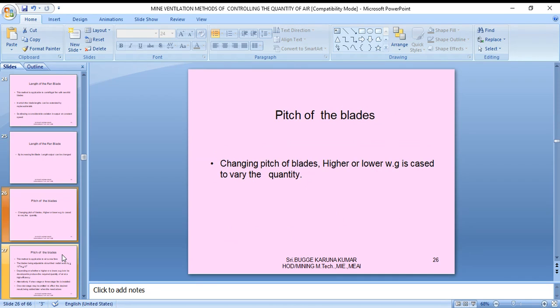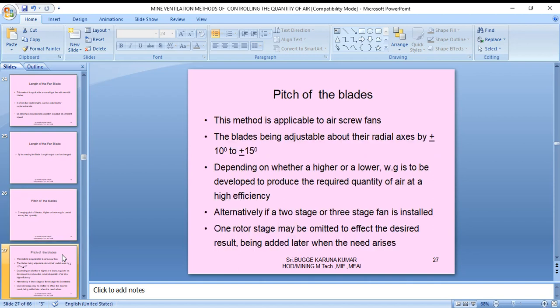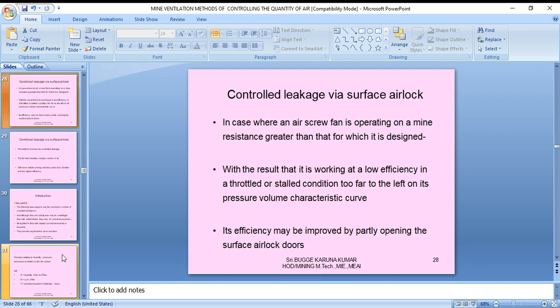Pitch of the blades. By changing the pitch of the blade, a higher or lower water gauge is caused, varying the quantity. The method is applicable to air screw fans, the blades being adjustable about their radial axis by plus or minus 10 to 15 degrees, depending on whether the higher or lower water gauge is to be developed to produce the required quantity of air at high efficiency. Alternatively, if a two-stage or three-stage fan is installed, one rotor stage may be omitted to achieve the desired results, being added later when the need arises.